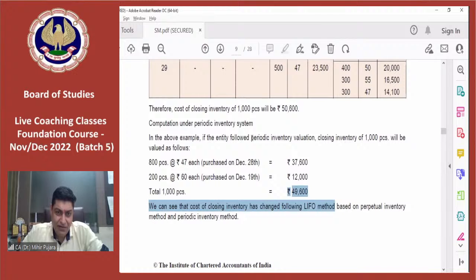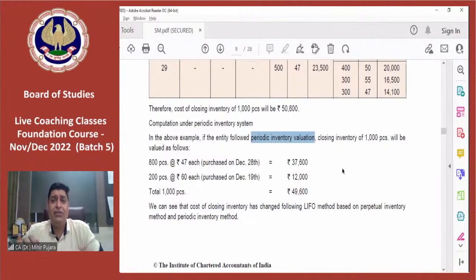But when we are using periodic inventory valuation, meaning we don't have such type of register, columns, rows, nothing, we have not kept any record, so we have to assume that, sir, the earlier stock must have been issued, so these 1000 that remain are the latest ones. So you can say this answer is the same as FIFO, because in FIFO we maintain it like this only. So this periodic inventory valuation is outdated, guys. I have already told you.